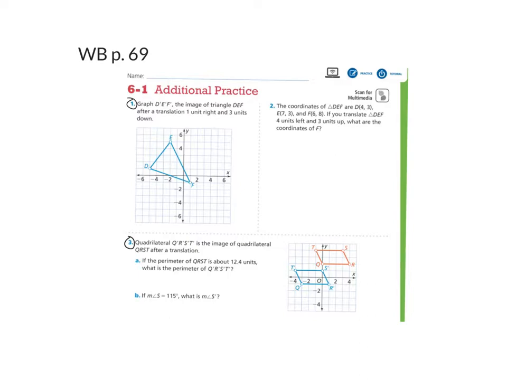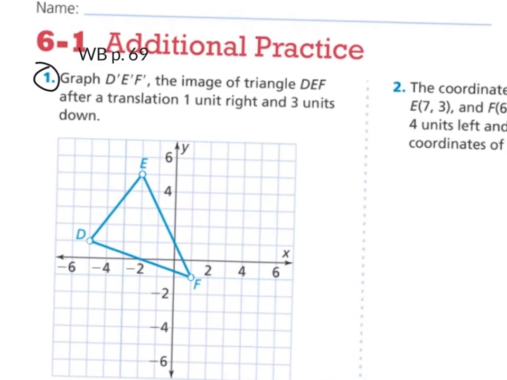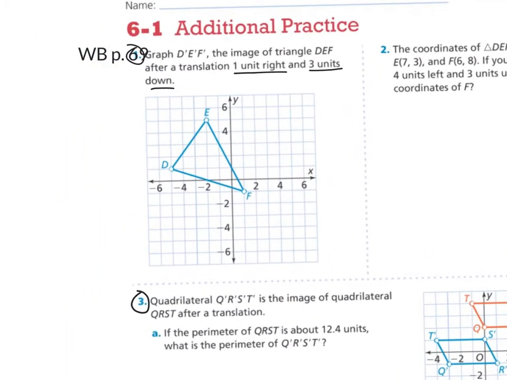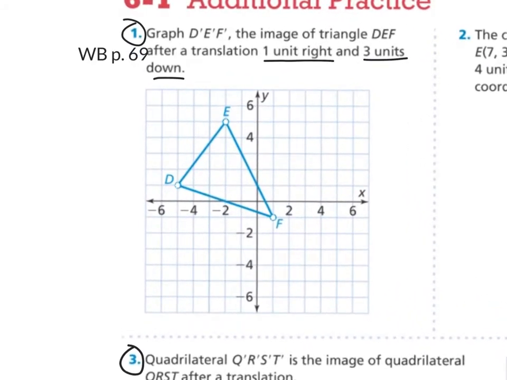Workbook page 69, number 1. Graph D prime, E prime, F prime, the image of triangle DEF after a translation 1 unit right and 3 units down. So again, we're just going to take each of those corner points, each of those vertices of our triangle, go 1 to the right and 3 down. When you do this, it doesn't matter which one you start with as long as you take care of all of them. And just remember, when you put your new points, make sure you put primes on them.